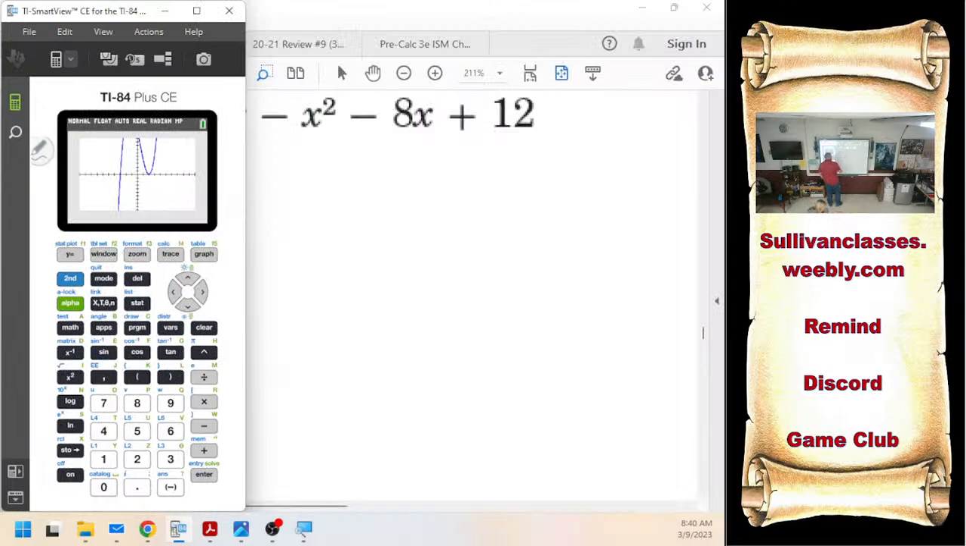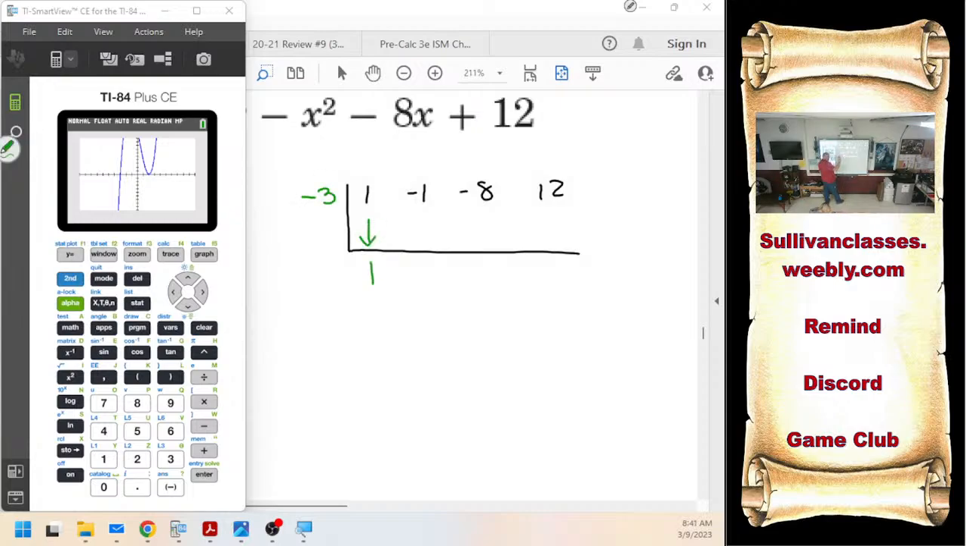So we'll go to synthetic division. 1, negative 8, 12. And say, I'm going to try negative 3. For some reason, I got a feeling about negative 3. I get negative 3 here, negative 4, 12, 4, negative 12. Dude, I'm so good at this.